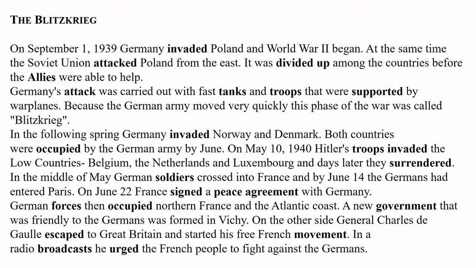The Blitzkrieg. On the 1st of September 1939 Germany invaded Poland and World War II began. At the same time the Soviet Union attacked Poland from the east. It was divided up among the countries before the Allies were able to help. Germany's attack was carried out with fast tanks and troops that were supported by warplanes. Because the German army moved very quickly, this phase of the war was called Blitzkrieg.